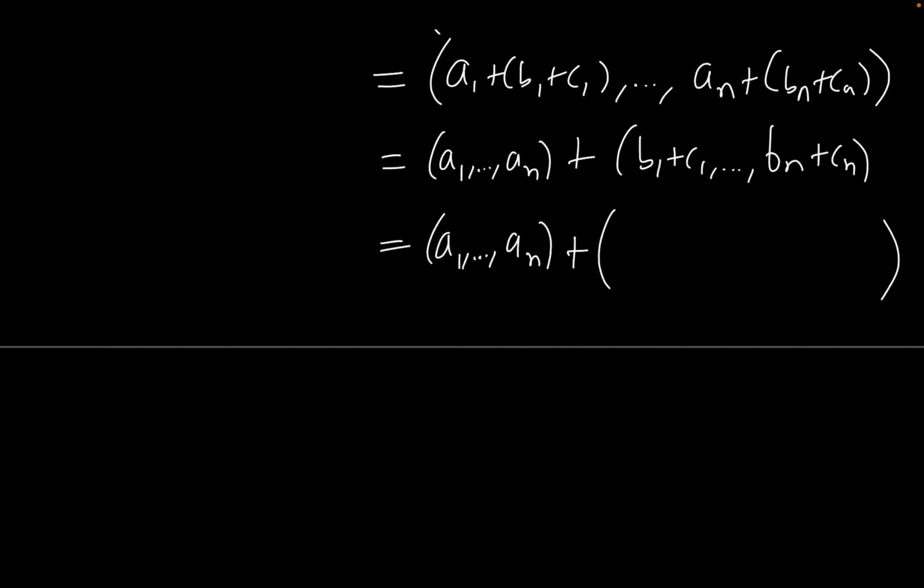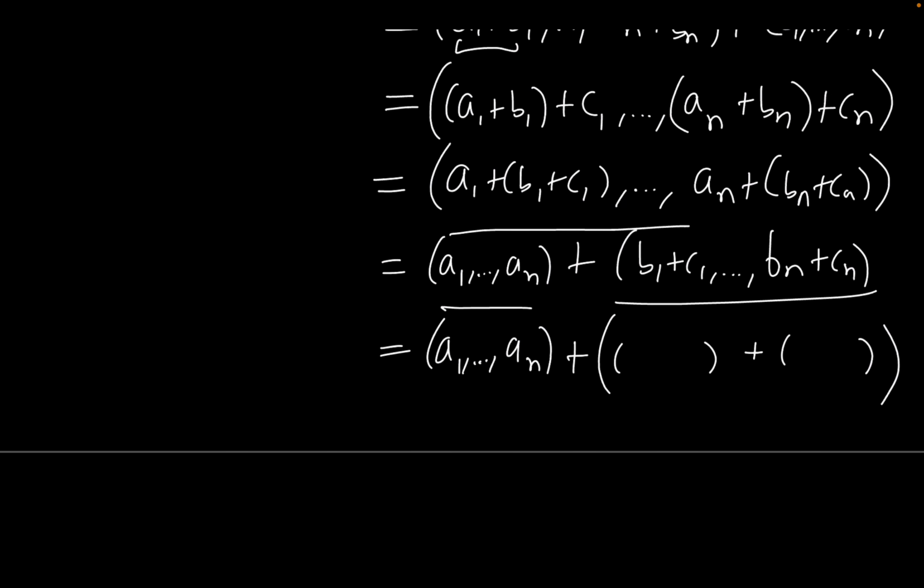So b1 plus c1 up till bn plus cn, this list right over here is represented as a sum of two lists, and so those will be put in parentheses to put priority on the order of addition, so that you can add these two lists to get b1 plus c1 through bn plus cn, which is then added to a1 through an to get the list above. So this is going to be represented as a sum of two lists. We have b1 through bn and c1 through cn.